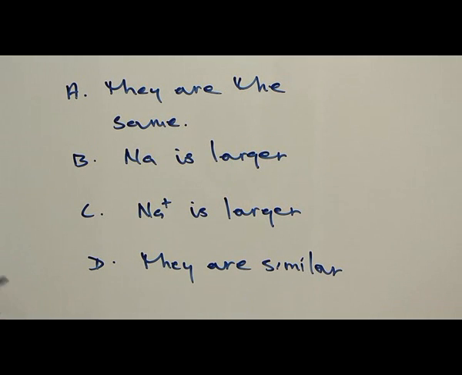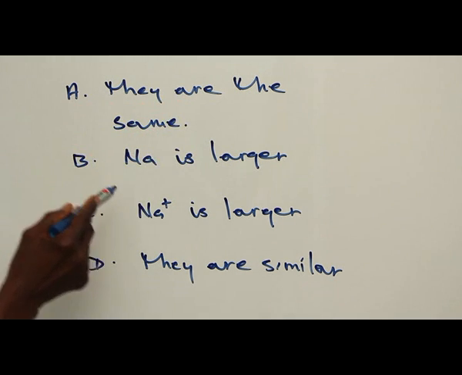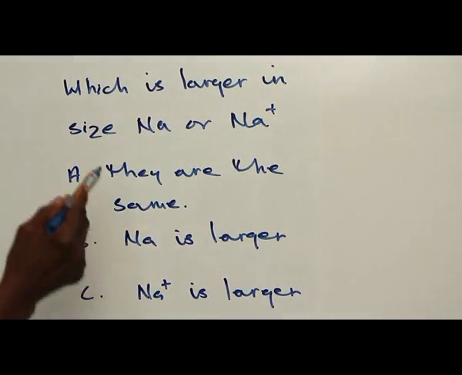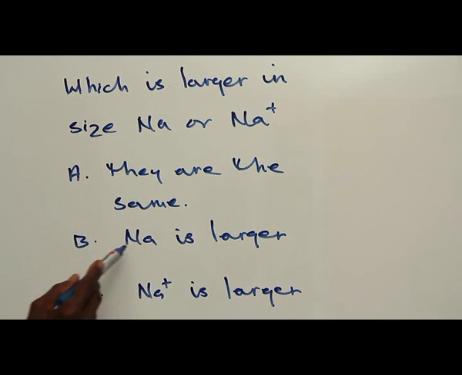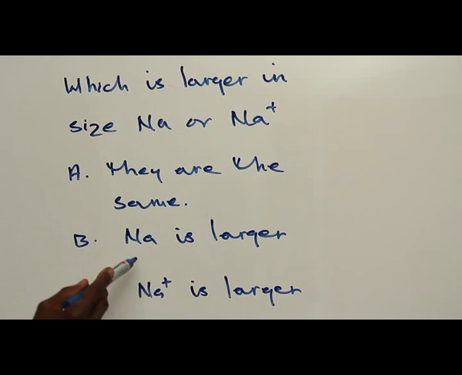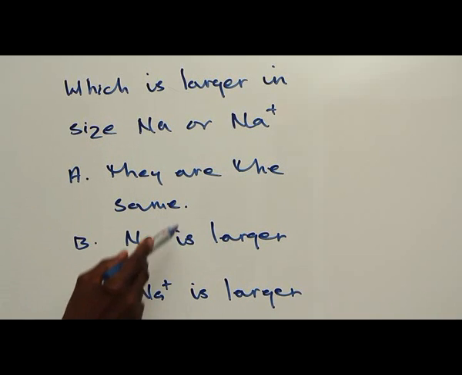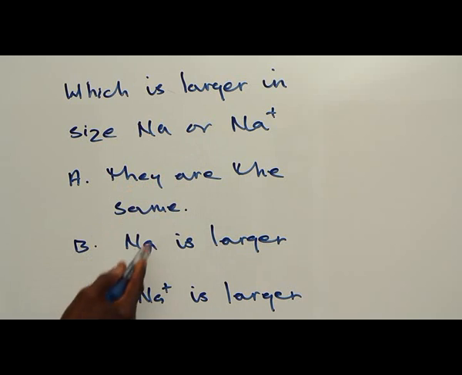Let's look at the options one after the other. A, they are the same. They can't be the same because a sodium ion is formed after an electron has been removed from a sodium metal. B, sodium is larger. Yes, sodium is larger because when an electron has been removed to form a sodium ion, a shell has been removed. So while sodium metal has 3 shells, sodium ion has only 2 shells.